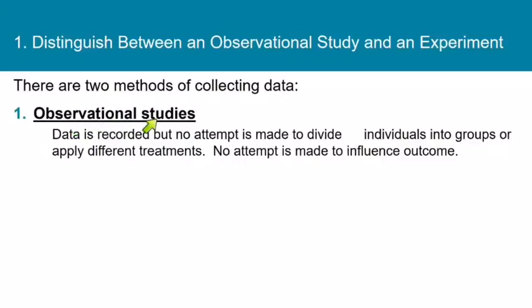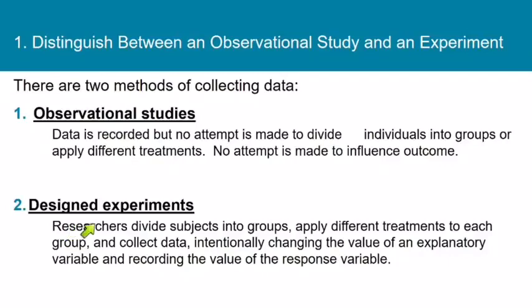The first one is an observational study. In an observational study, data is recorded, but no attempt is made to divide individuals into groups or to apply different treatments. No attempt is made to influence outcome. So an example of an observational study might be to have people fill out a questionnaire. You might ask them, do you consume dairy products? Do you consume fruits and vegetables? You might ask them different questions, but you're not trying to influence how they eat. You're just trying to find out how they eat. So that's an observational study.